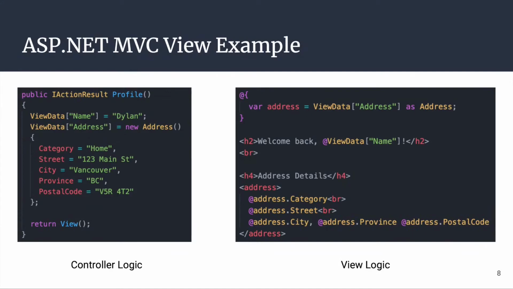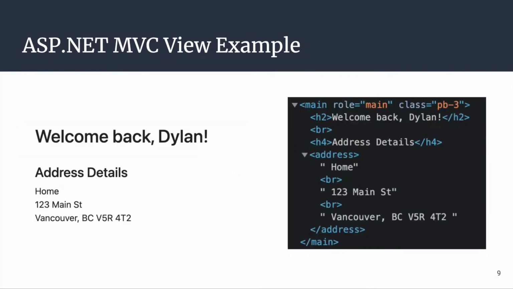On the right-hand side, we can see the view, which has access to the view data objects defined in the controller. The view then uses a mix of HTML and Razor markup language to render the resulting HTML code. From the view template that was shown previously, we can see the resulting HTML code that gets rendered on the browser. In the background, the Razor view engine transforms the view template into pure HTML code, which is then sent to the client to be rendered.